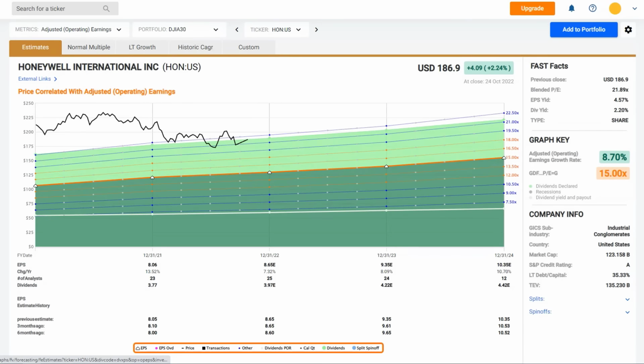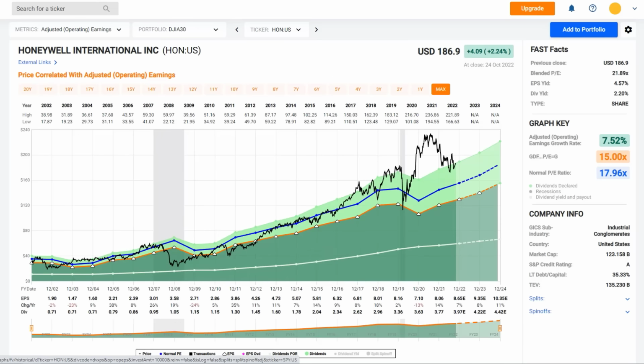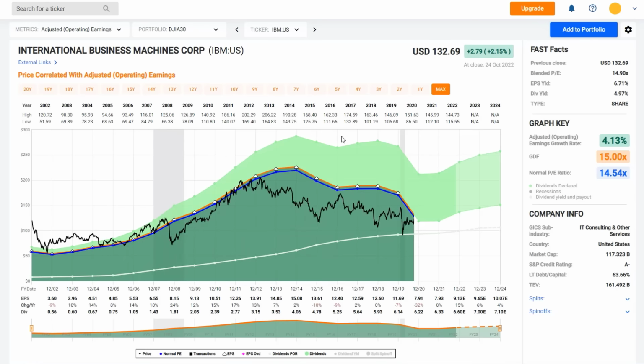The company does look like it's expected to grow at about 8 to 10%. So it's a good company, A-rated, strong. It has modest debt of about 35% debt to capital. What I don't like about Honeywell is the valuation.